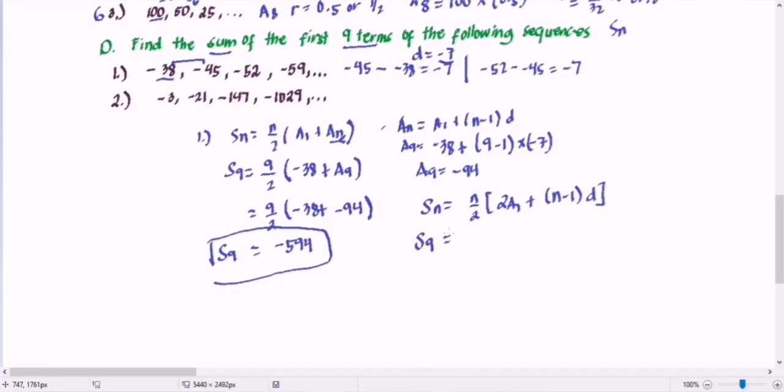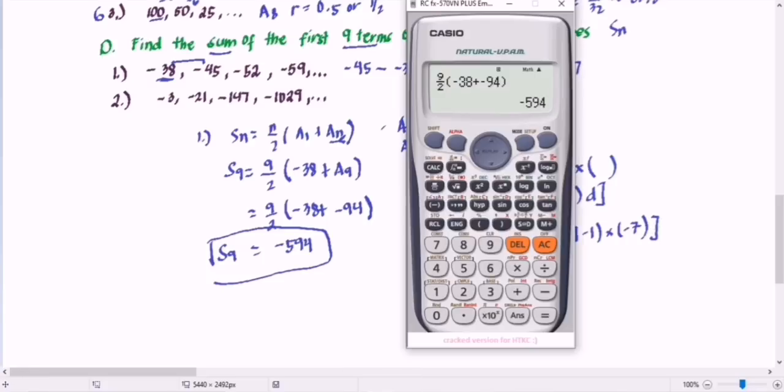Try natin gamitin yan. S sub 9 tayo, yung n natin ay 9, so 9 over 2 pa rin yan, times 2 yung a sub 1 natin na negative 38, plus yung n natin, lagyan natin 9 minus 1. Yung common difference natin ay negative 7, yung nakuha natin kanina, so times negative 7. Basta may d diyan, lagyan ninyo ng times, then yung value. Lagyan natin sa calculator, lagyan natin yung bracket dito. Copy ninyo lang din yan sa calculator ninyo.